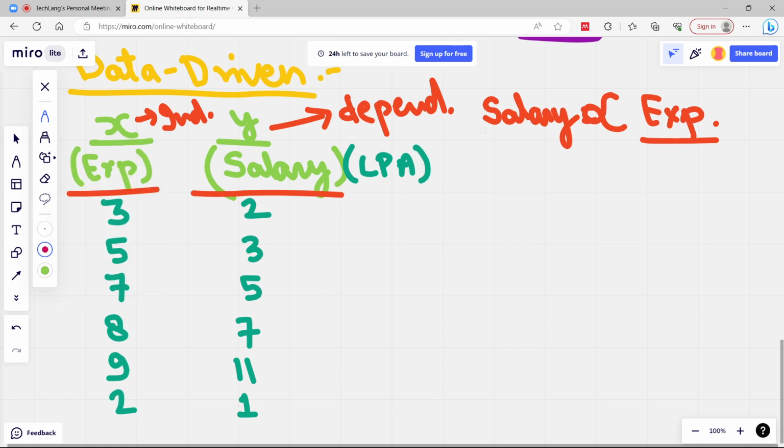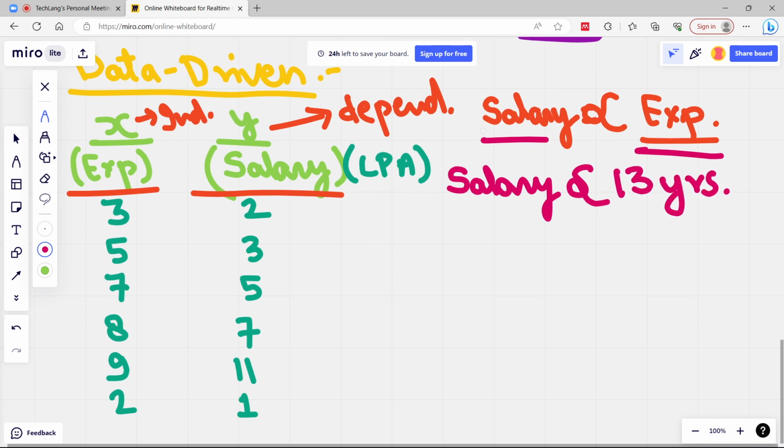So for some potential benefits, I'm going to predict the salary of my employee on the condition that he has this experience. Now, if you ask me what would be the salary of an employee with experience of, let's say, 13 years. All right. So this is the prediction part. So this column is called prediction, right? And this is data driven only, right?